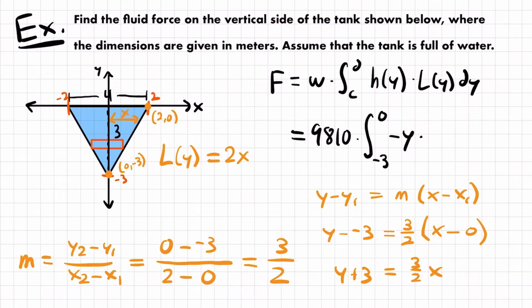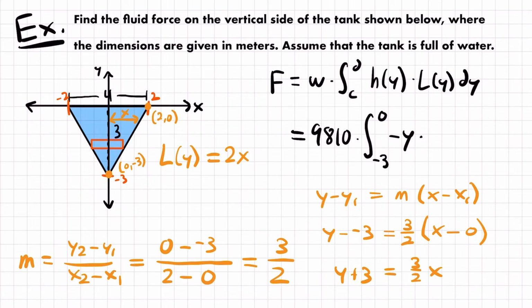This equation for our line represents the distance from the y-axis to the side of the tank. And so we want to find that in terms of y and multiply it by 2 to get the entire length between 2 sides of our triangle, or the length of our representative rectangles.